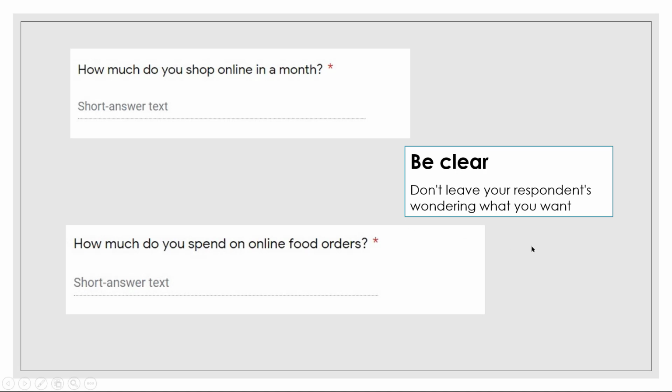Now, this one is a little bit better. How much do you spend on online food orders? But there's no timeline. It doesn't tell me per day, per month, per week. So I can answer virtually anything over here. So you won't be able to get any meaningful data from this when you analyze it in your spreadsheet, because how will you know what people had in mind when they filled this in?